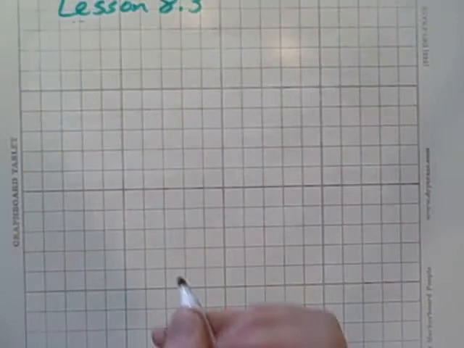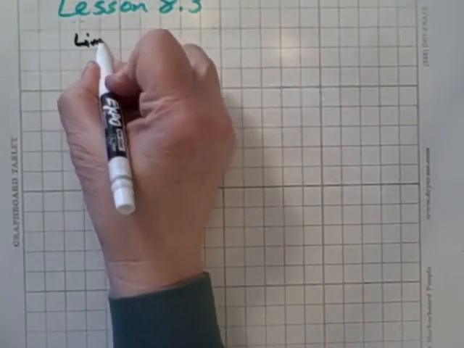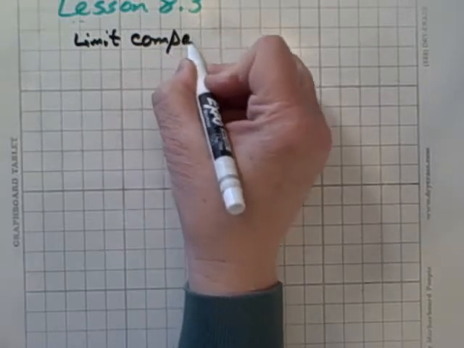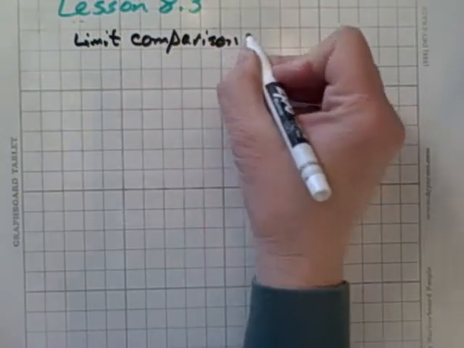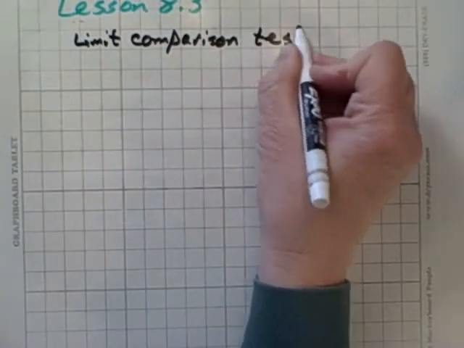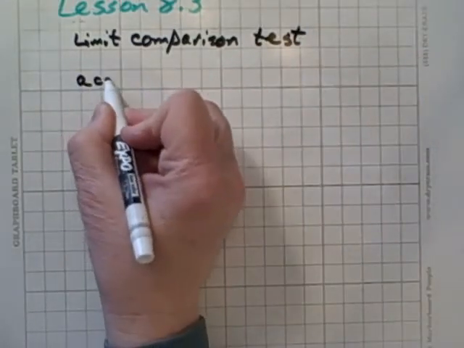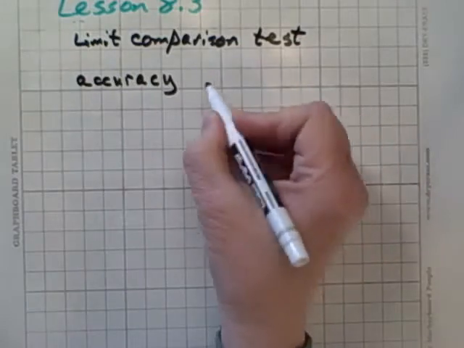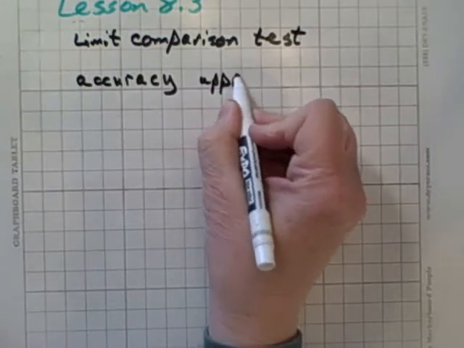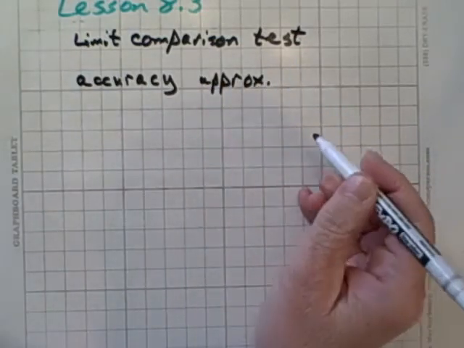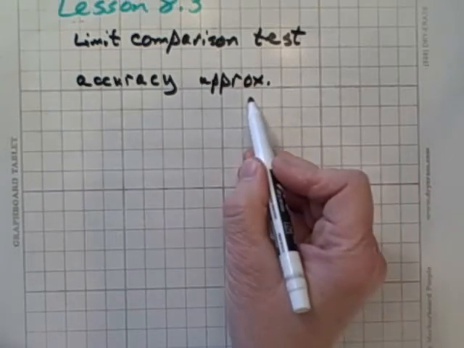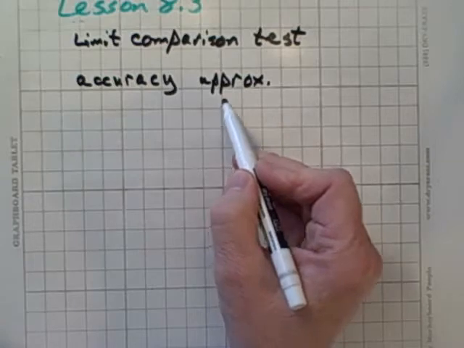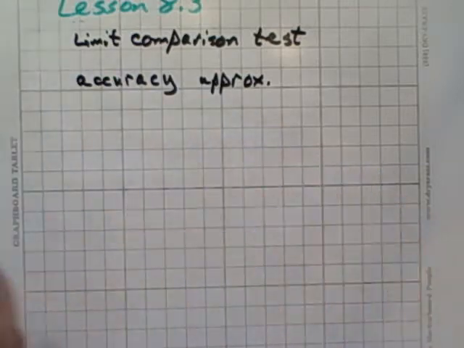There are two ingredients: the limit comparison test, and then the second thing is an accuracy level if you're going to approximate. So if you're carrying out approximations to a certain number of terms, how accurate are you? And also, if you set an accuracy level, how many terms would you need?